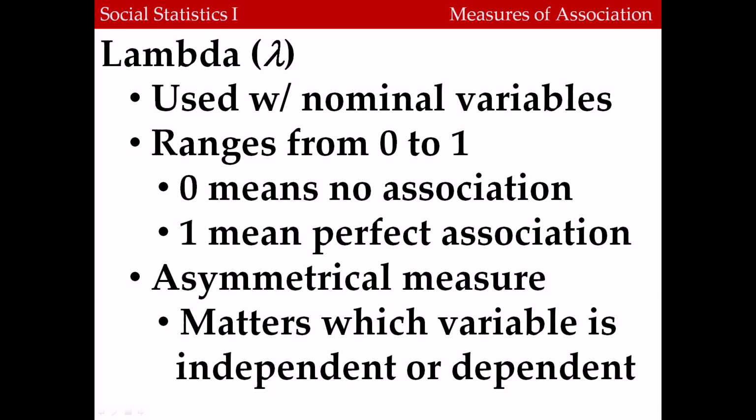It ranges from 0 to 1. 0 means that there's no association. 1 means a perfect association, and it usually takes on values between 0 and 1. Lambda is an asymmetrical measure, meaning that it matters which variable you choose as the independent and dependent variable. It's sensitive to the choice of the two, and will give you a different answer if you reverse them.